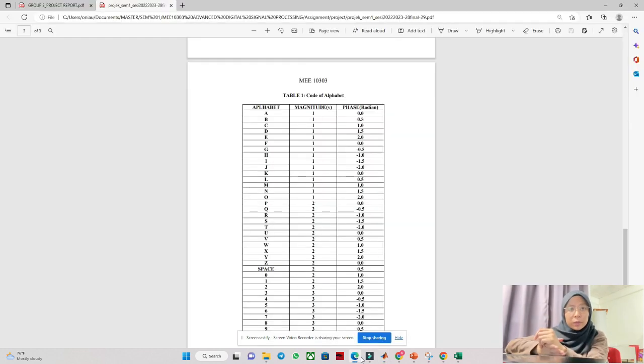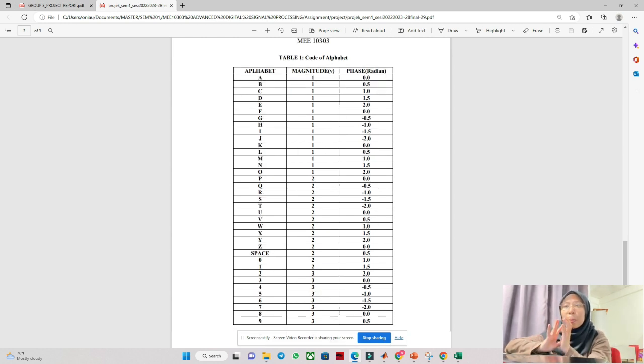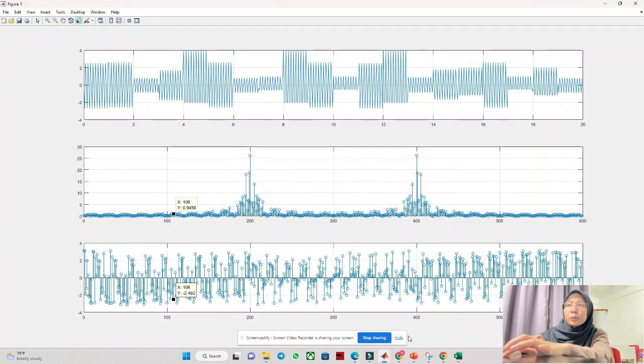Looking in the given alphabet table, when the magnitude is 1 and the phase is negative 2.5, we could not get an alphabet because that combination is not available. So we try another value, maybe 110, which also has magnitude 1, and at 110 we have phase 1.